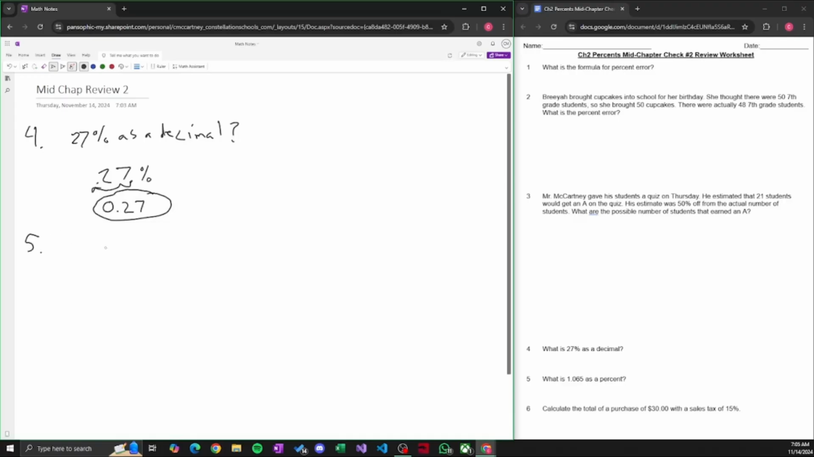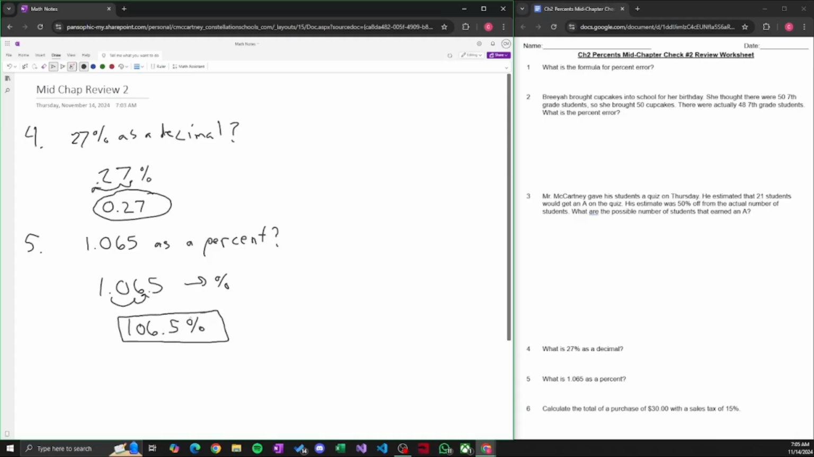Number 5. What is 1.065 as a percent? Let's rewrite it: 1.065. We're going to a percent, so we're going to move the decimal twice to the right. 1, 2. That's going to be the new spot. So we're going to rewrite it: 106.5%. Make sure we include the sign. And that's our answer.